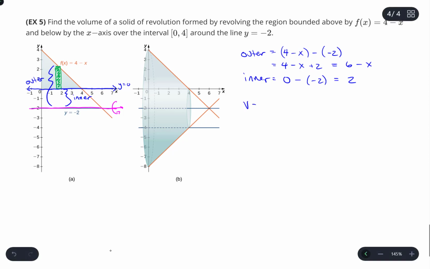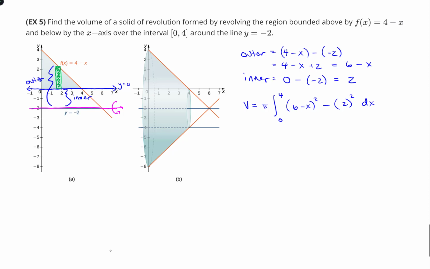So, of course, the volume is pi times the integral from a to b. Well, a is going to be 0, and then we're going to go up to where they intersect again at 4. So 0 to 4. Then it's the outer radius squared, so 6 minus x squared, minus the inner radius squared, so 2 squared, dx.